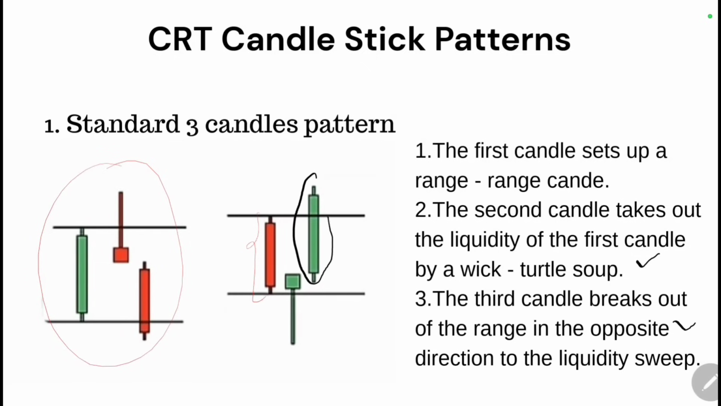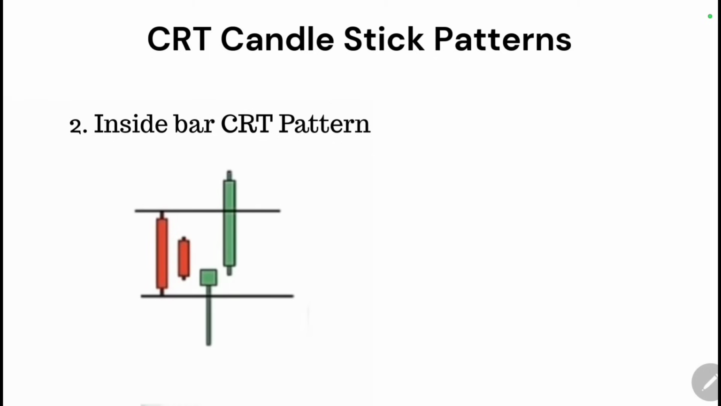This is the third candle. It breaks out in the opposite direction of the liquidity sweep. So this is the standard 3 candles pattern of the CRT pattern. The second candle range pattern is the inside bar candle range pattern.